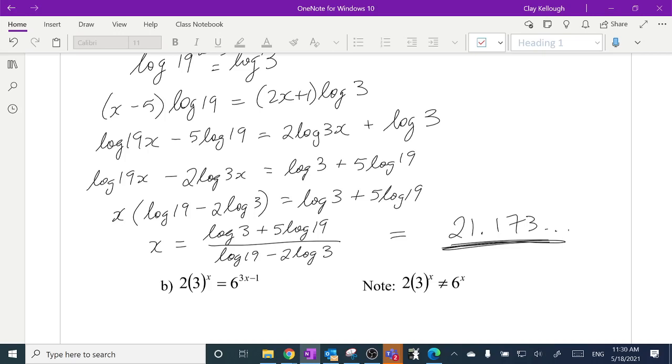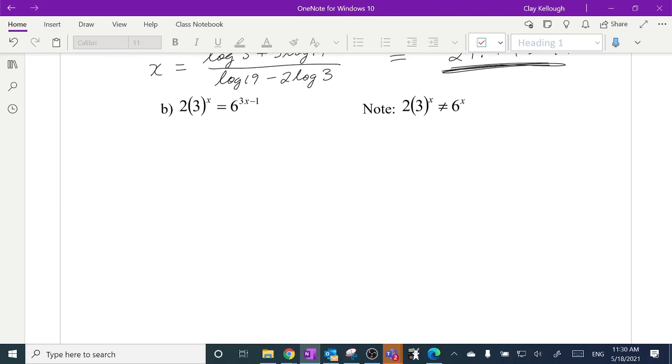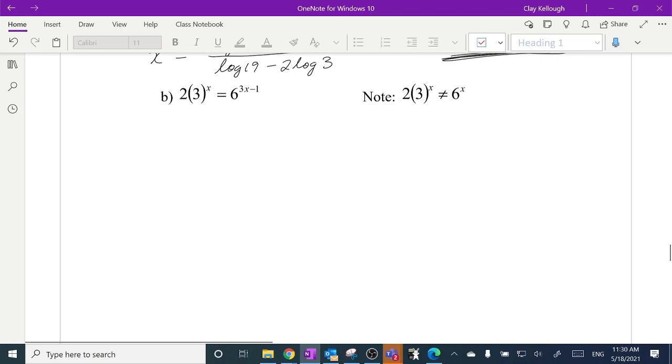Okay, let's do one more together, and then we'll call it a lesson. So here we go. Ready? Log to the, open bracket, 2 times 3 to the x, is equal to log of 6 to the power of 3x minus 1.